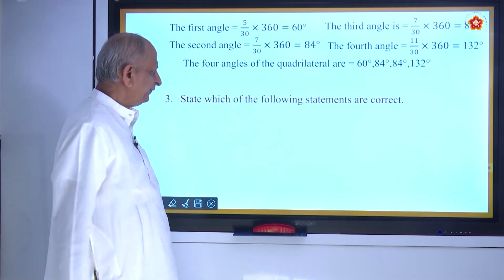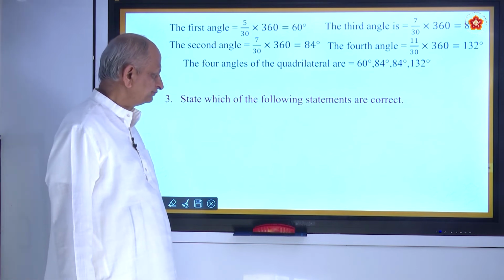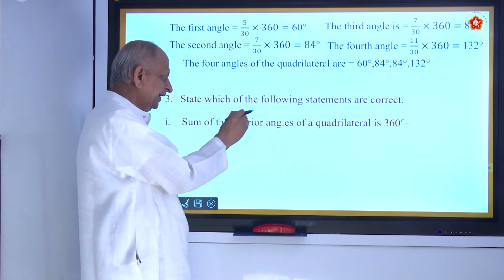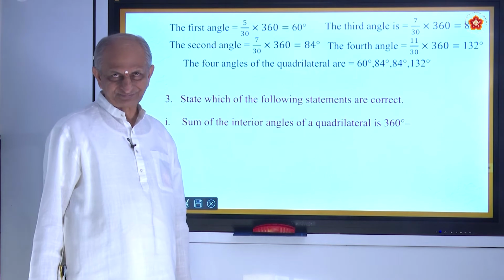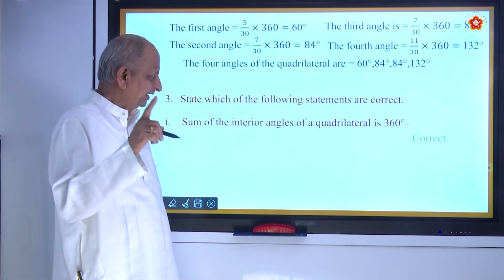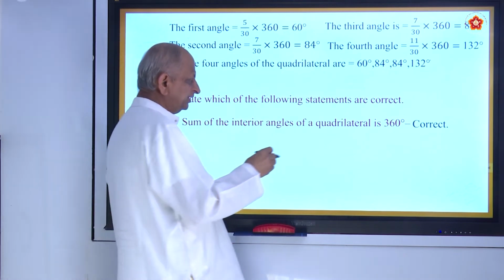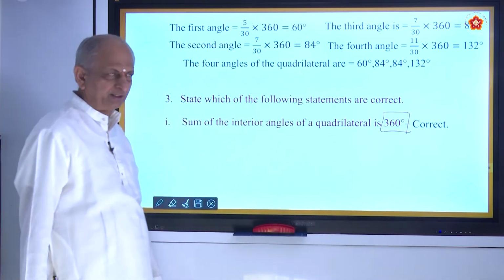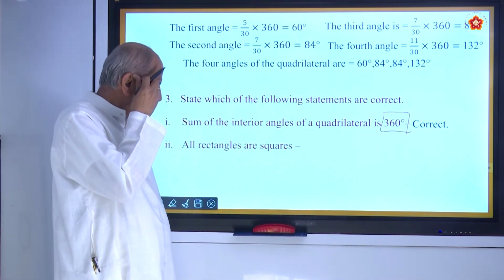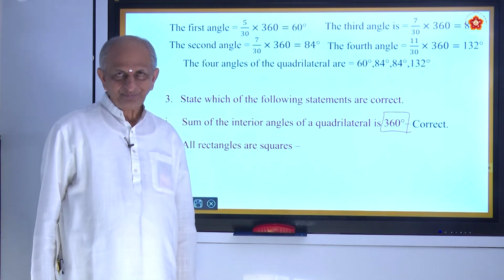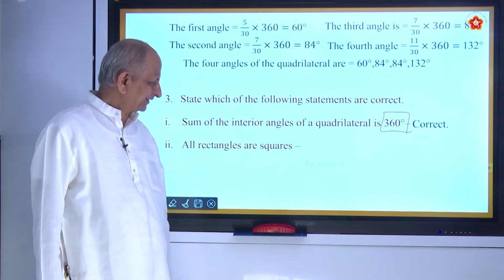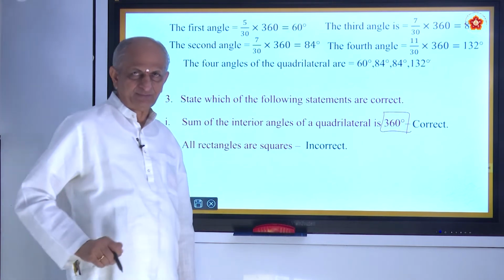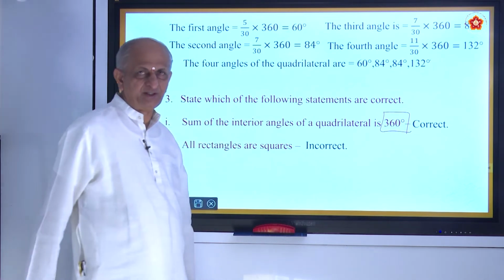Next sum. State which of the following statements are correct or not. Sum of the interior angles of a quadrilateral is 360 degrees. Is it correct? Yes, it is correct. And 360 degrees means how many right angles? 360 by 90, 4 right angles. All rectangles are squares. Is it correct? No, it is not correct, because in a rectangle only opposite sides are equal, whereas in squares all sides are equal.